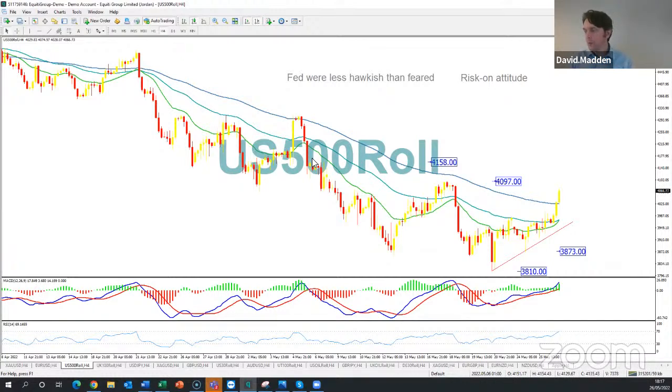A rally from here could target this peak here at 40.97, and a break above that could target this zone here around 41.58. Now, as I mentioned a few minutes ago, what I often like to do is look at previous price action and then try to use that as a predictor for what's going to happen in the future. So we can see here that we've managed to break above all three simple moving averages, and we're actually quite comfortably above the 100-period moving average.